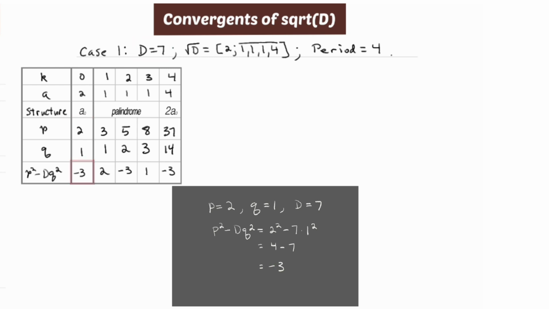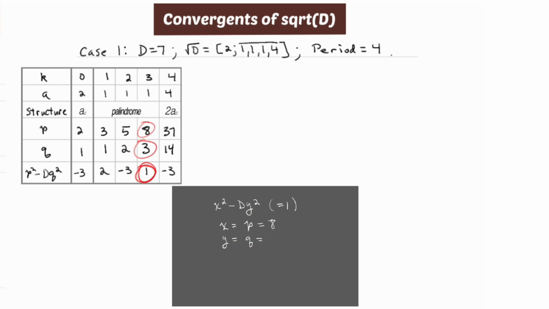What we really need to notice in this row, though, is this 1. When a 1 appears, it means that p and q provide a solution to Pell's equation. Pell's equation is x squared minus d times y squared equals 1. If x equals p equals 8 and y equals q equals 3, with d equals 7 we have 8 squared minus 7 times 3 squared equals 64 minus 63 equals 1.